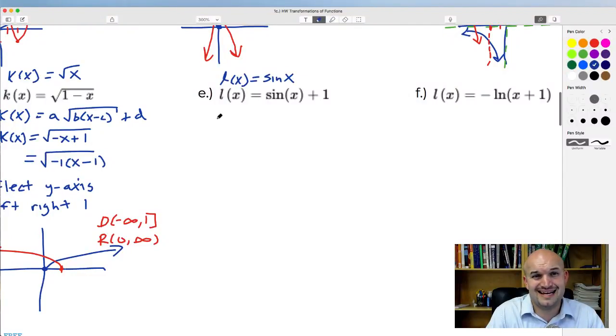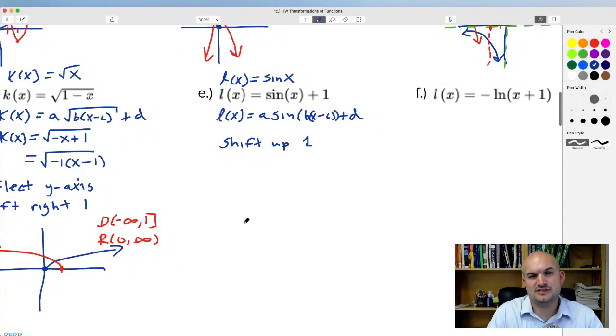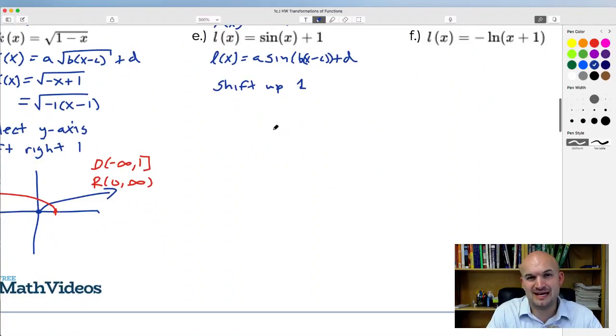All right, and again, going through the transformations is going to be a times sine of (bx minus c) plus d. Okay, and you can see in this case, all we're doing is adding a 1. So all I'm doing with this graph is shifting up 1 unit. To understand the domain and the range, though, we need to understand what the graph looks like.